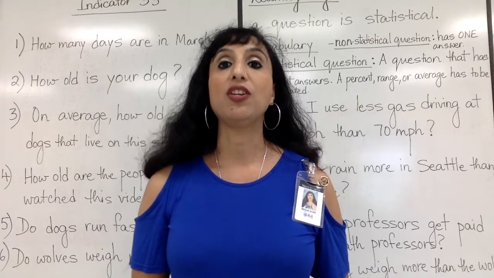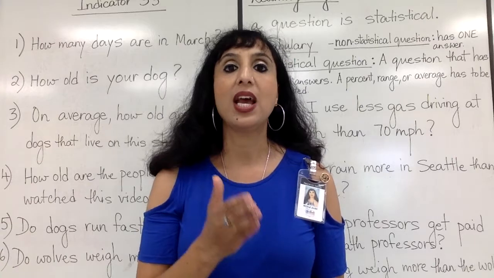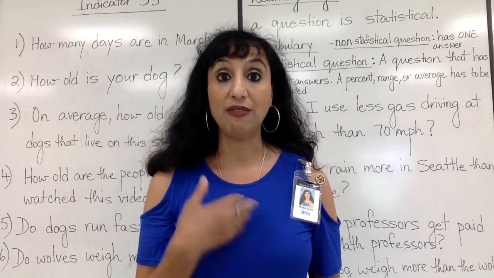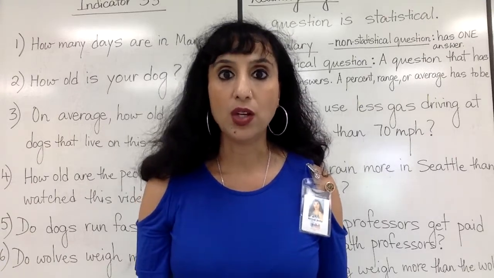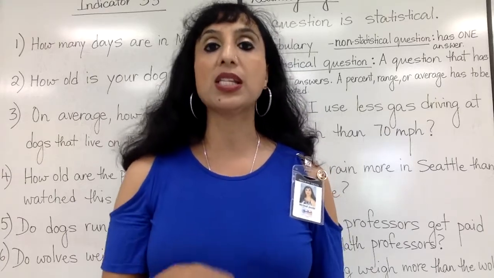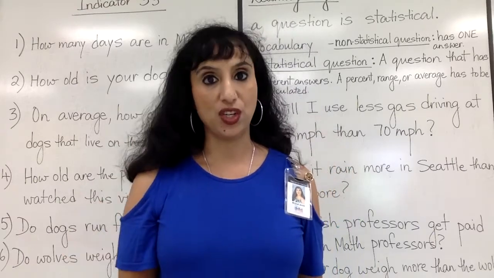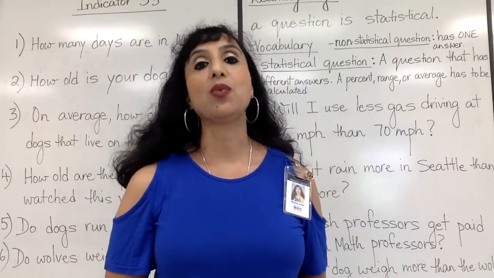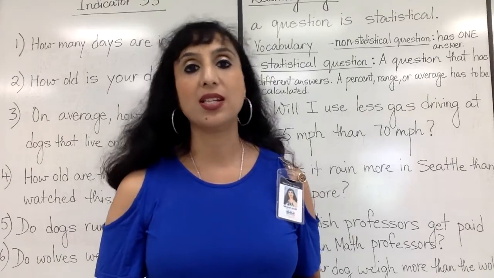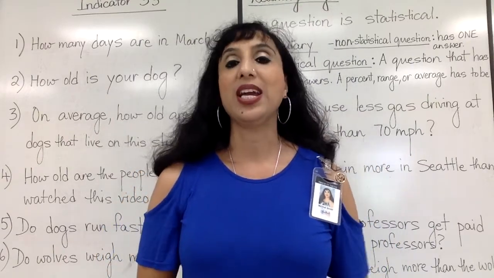However, when you have a non-statistical question, you have a very precise answer for that question. Like if I ask you, how old are you? You are going to tell me, I'm 11, I'm 12, I'm 13. So it's a specific question which only has one answer, and so that is why that is a non-statistical question. All right, so that's what indicator 33 is about.